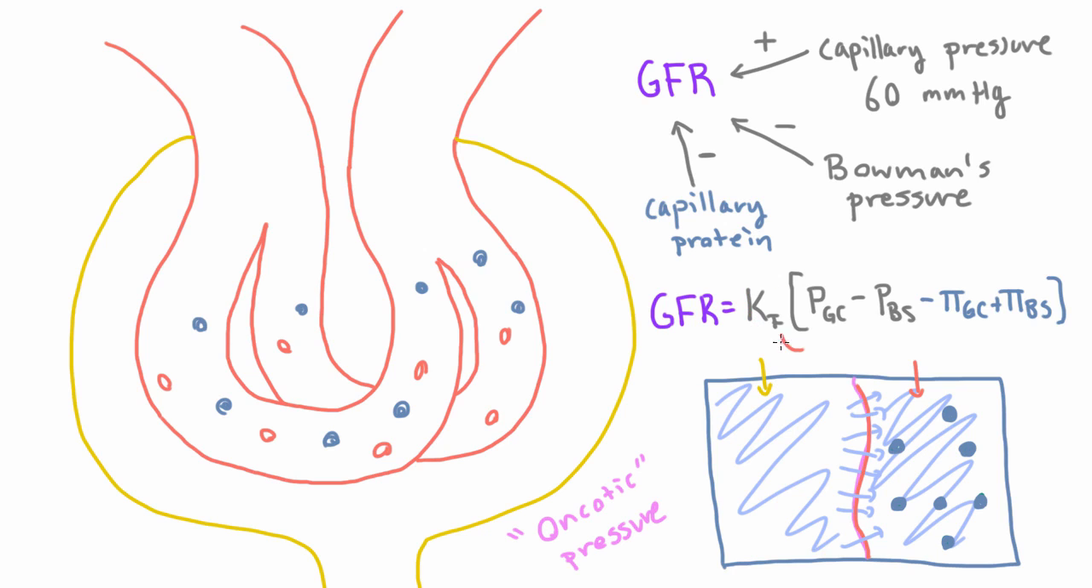Now what is this little constant here, this Kf? Well, this contains all the other factors that would be important. Mainly this tells you kind of how much total capillary surface area you have. So if you had more glomeruli, you would have more total capillary surface area. So if you had, for example, twice as many glomeruli, this constant would get twice as big because you would expect that GFR would be twice as big. If you had twice as many glomeruli, you would filter twice as much fluid.